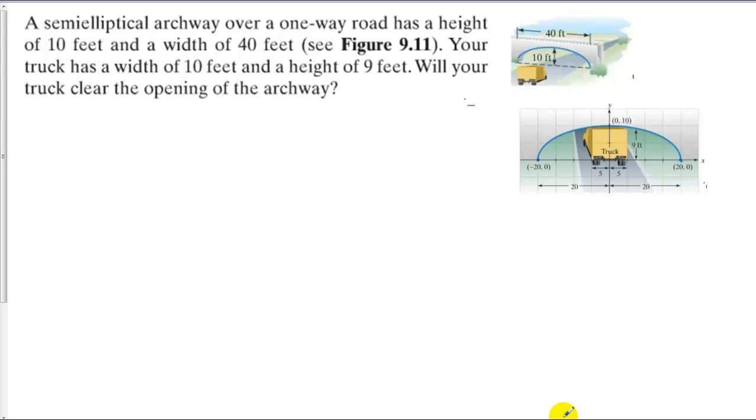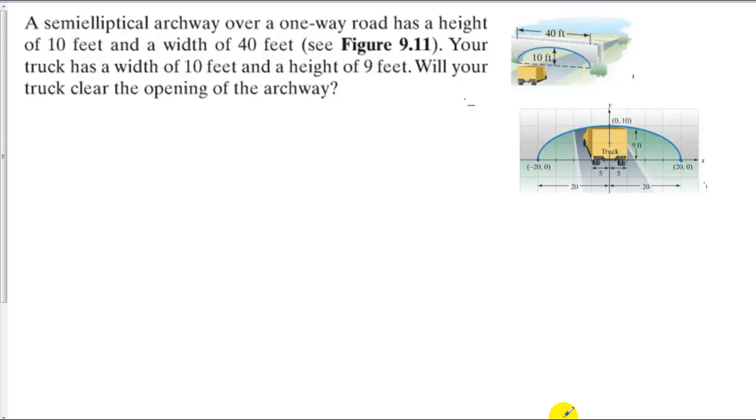In our last example, we've got an application problem that we're going to use. Talks about a truck going under an elliptical tunnel, and we know that the height of that tunnel is 10 feet and the width is 40 feet, and your truck is 10 feet wide and 9 feet high. You want to know if it's going to fit under the archway.